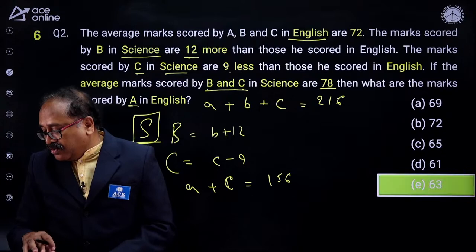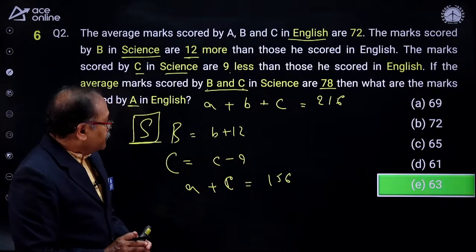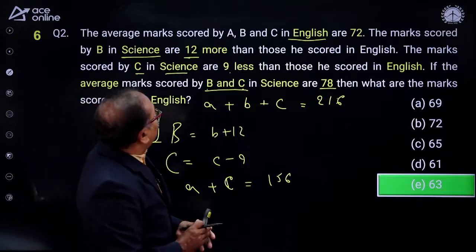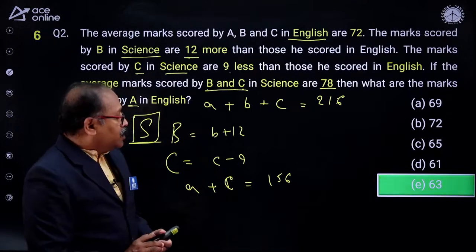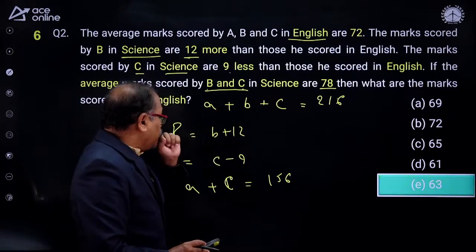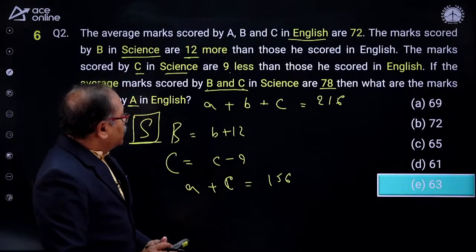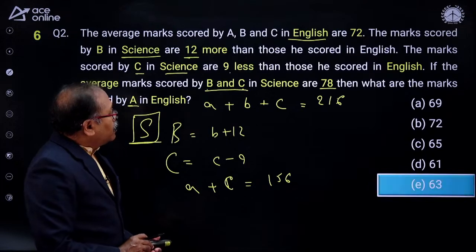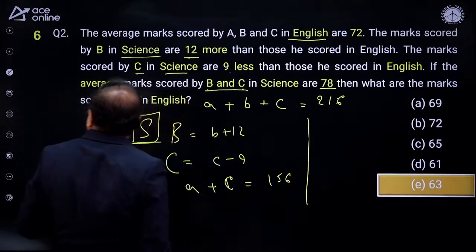So now what is happening over here? That is 156 is there. So what I know is A plus B plus C, and here we know B plus C is 156. So what will be A? Can I find it out?